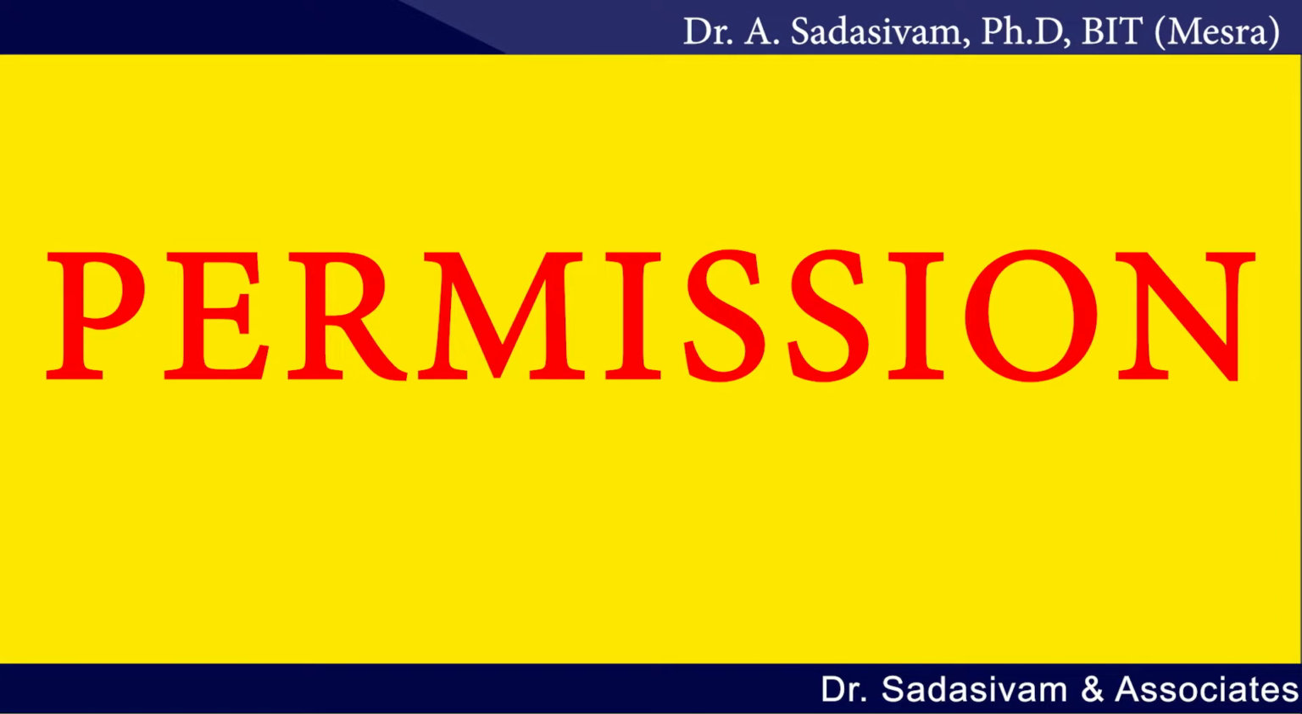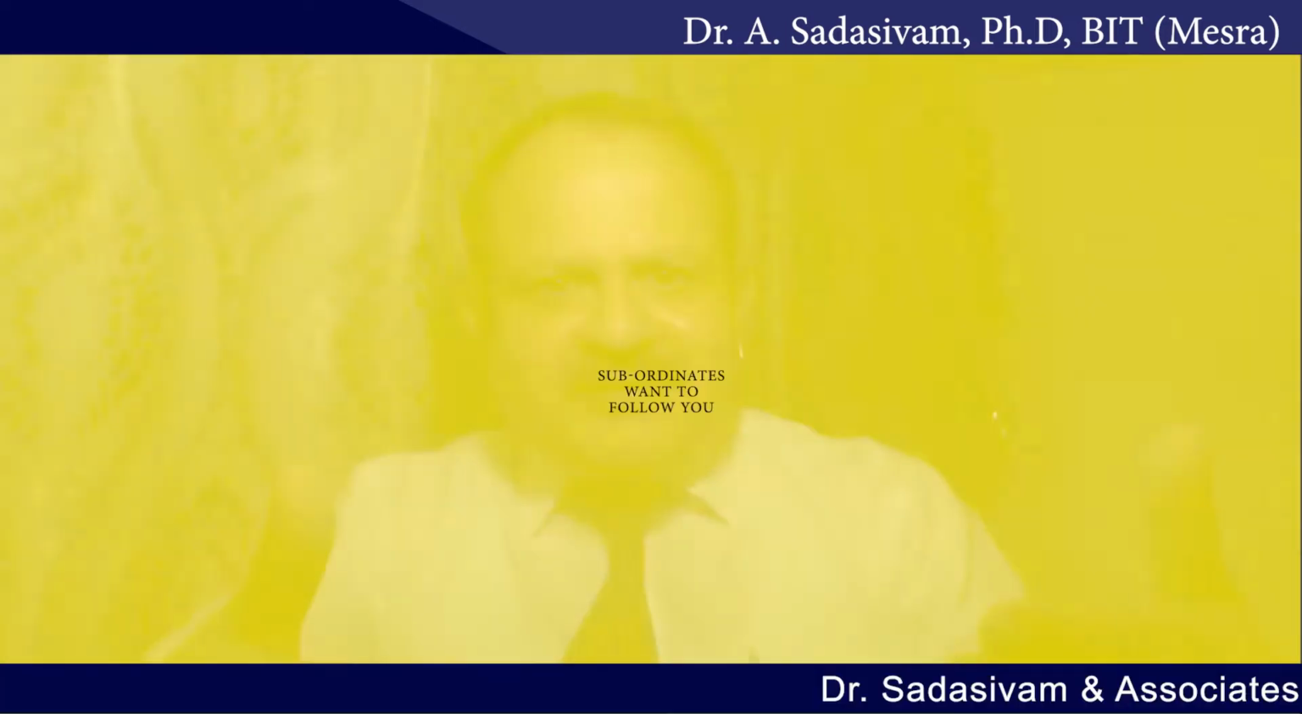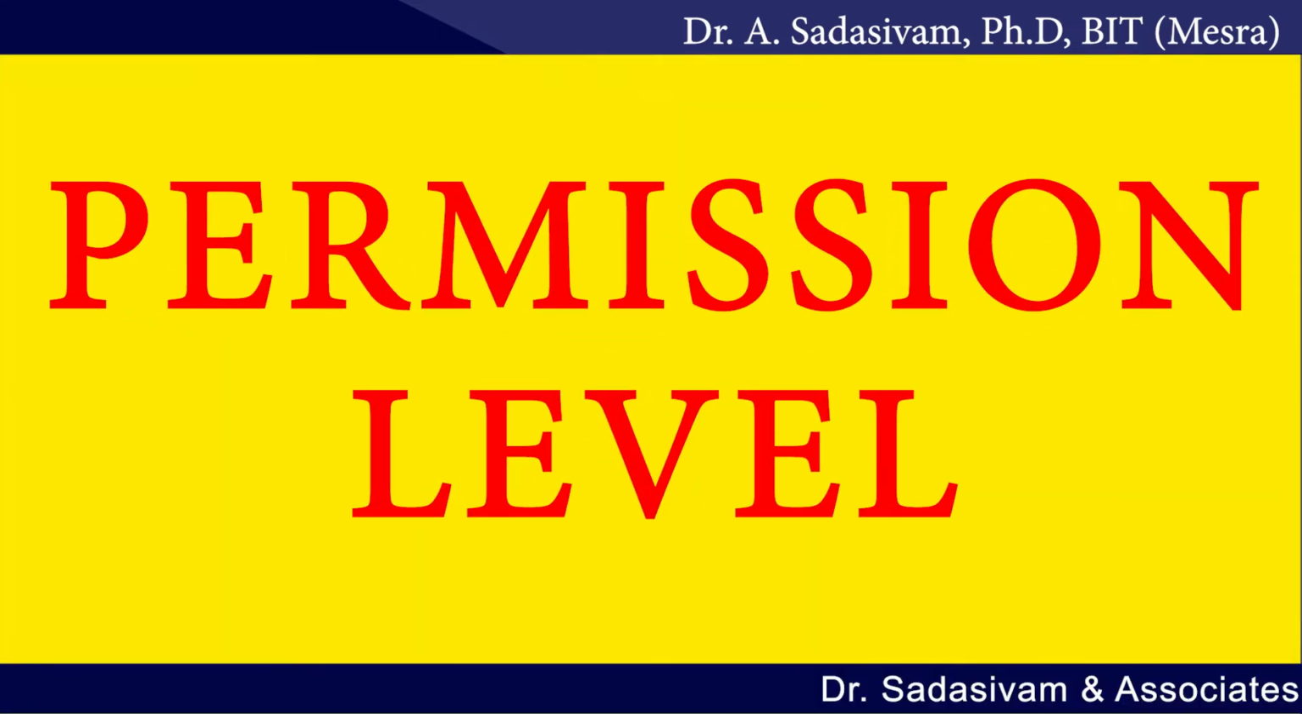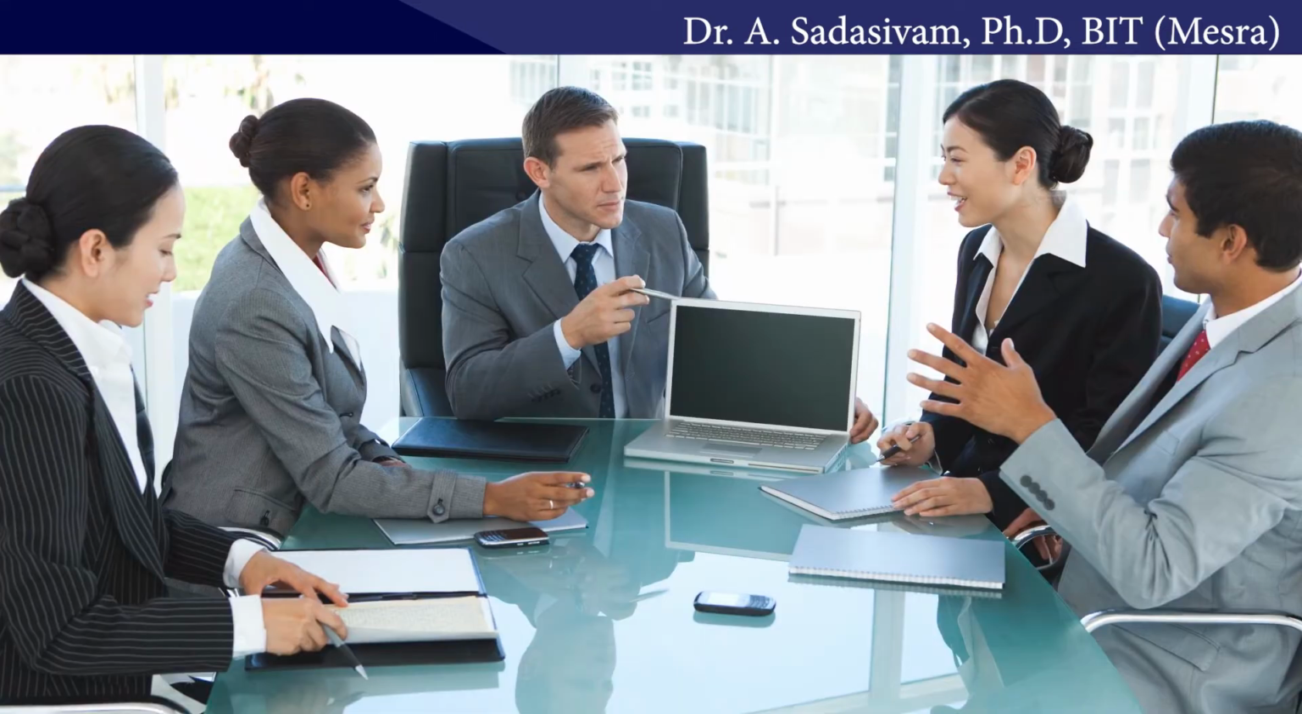Now, level 2 is the permission level. When you develop a kind of connect with your employee, you develop a kind of chemistry, and your subordinates want to follow you. There, it's not a question of a mandate by the organization, something dictated by your organizational chart. But in the permission level, you have connected with them so well over a period of time, you have established those connections with them, and you are a leader whom your subordinates like.